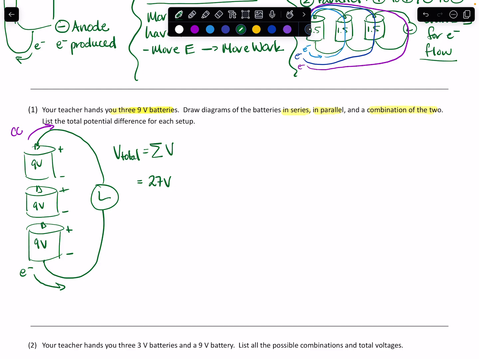In other words, I have 27 joules of energy for every coulomb's worth of charge. And those 27 joules of energy can be converted into work as they move through that light bulb. So the light bulb's going to be very, very bright. As a matter of fact, that's probably a little too much for the light bulb, and it might blow. But that's okay. This is pretend. This is for example. So this is our series setup. Now let's try a parallel one.